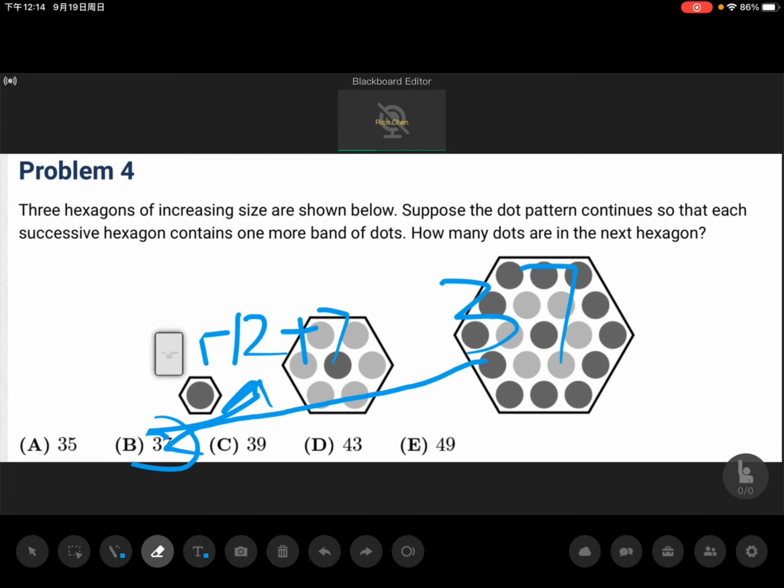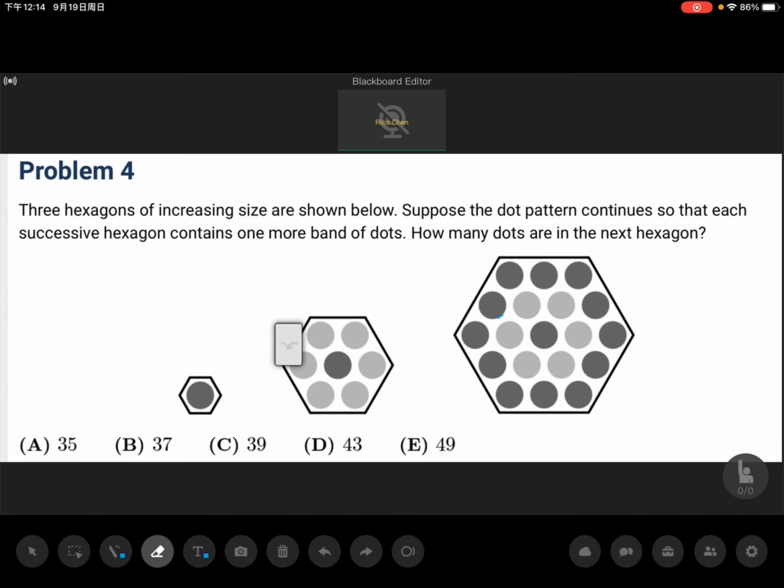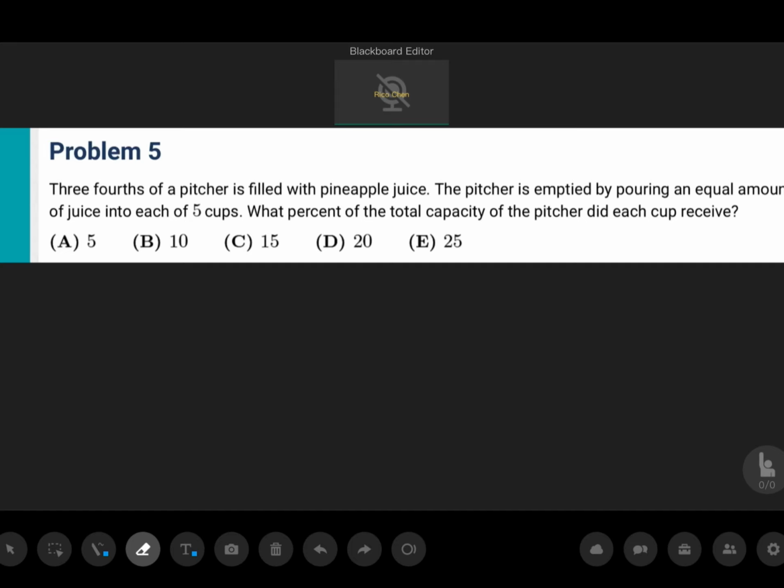Let me erase all this to B, 37. Last question. Alright, our last and final problem, problem 5. 3/4 of a pitcher. Notice that it's a pitcher. Is filled with pineapple juice. The pitcher is emptied by pouring an equal amount of juice into 5 cups. What percent of the total capacity of the pitcher did each cup receive?